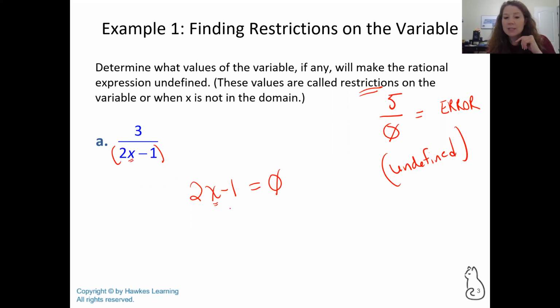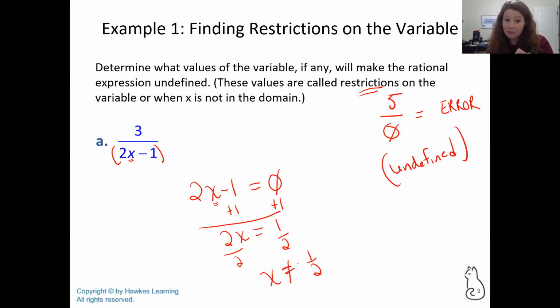So to get rid of -1, I'm going to add 1 to both sides of the equal sign. So I have 2x is equal to 1. And then when I divide both sides by 2, even though it says x is equal to 1/2, that actually means that x is not allowed to be equal to 1/2, because if it were 1/2, my denominator would be a 0, which I'm not allowed to have. So my restriction is that x cannot equal 1/2.